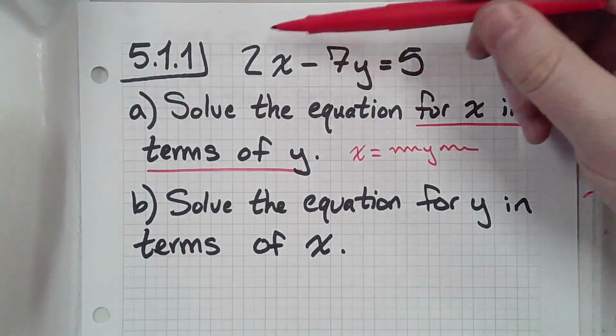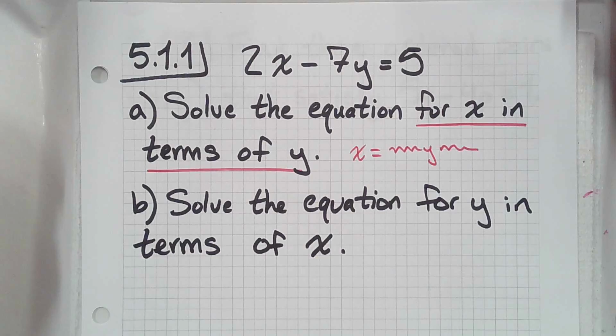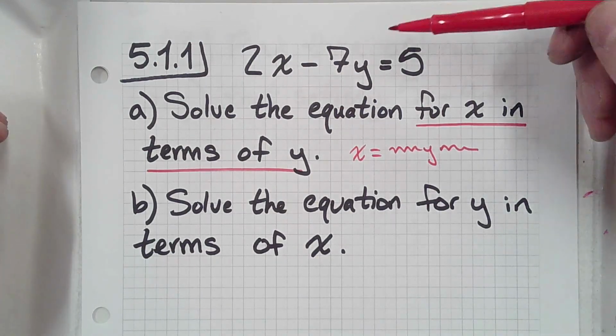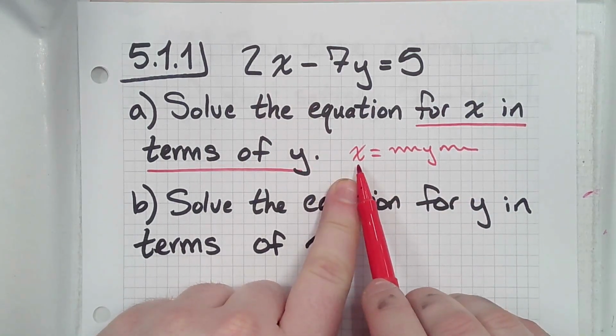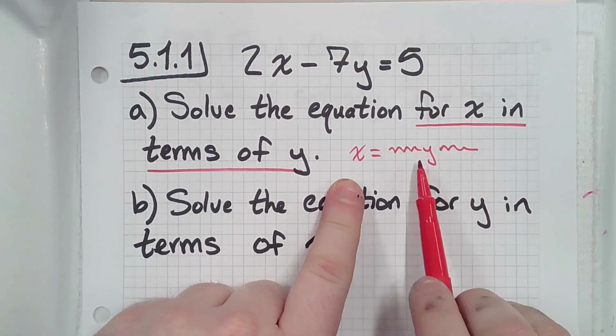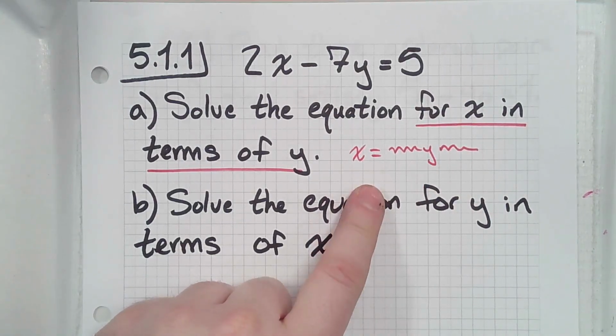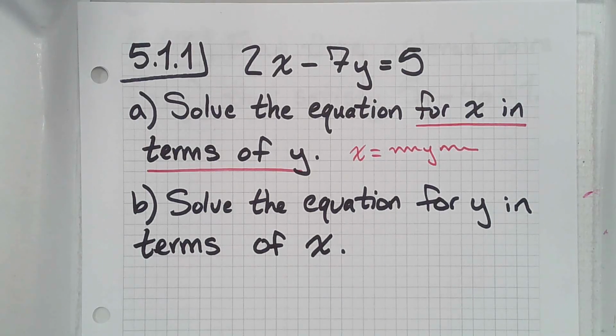What we want is to rearrange this without changing the problem, right? Use our properties of equality to rearrange this equation so that x is completely on its own, not 2x, but just 1x. And everything else is on the other side, right? So that's what we're doing here.